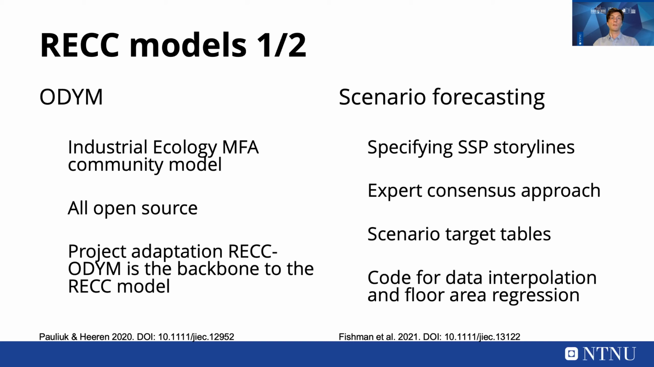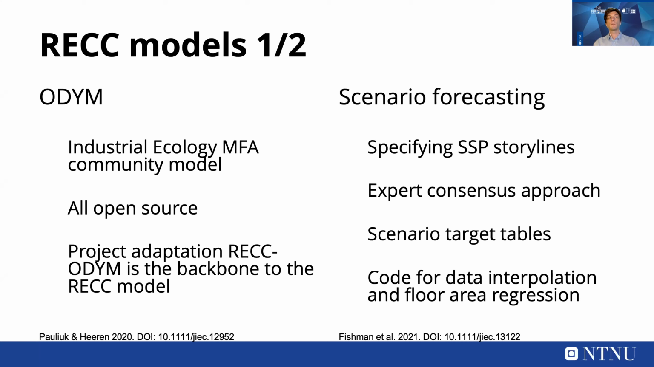And then there's the scenario forecasting. That is the work by Thomas Fishman and many others of our group. We also needed to extend the SSP future storylines that the EASA put out. It has mostly GDP and population and so on. But we were lacking simple factors like square meters per capita or the number of cars per person, all this kind of stuff.